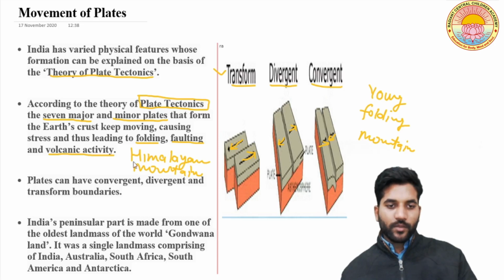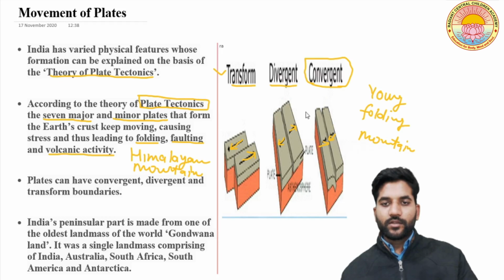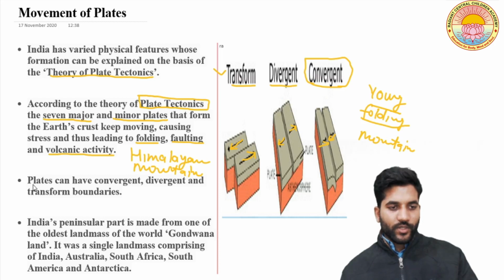So when we talk about the Himalayan mountain, you may ask the question, sir, Himalayan mountain kaise bana hai? So the Himalayan mountain is formed due to this convergent process. By converging of two plates, these Himalayan mountains are formed, and they are folding mountains, and they are young mountains. I think you all have got these three terms of geography: transform, divergent, and convergent. You can see here it is mentioned that plates can have convergent, divergent, and transform boundaries.